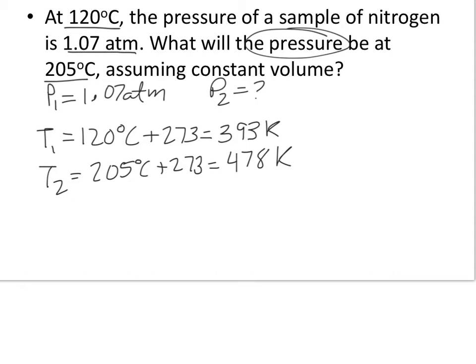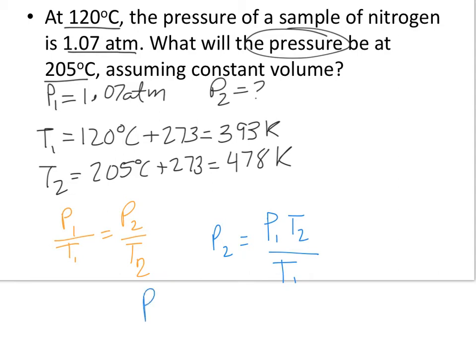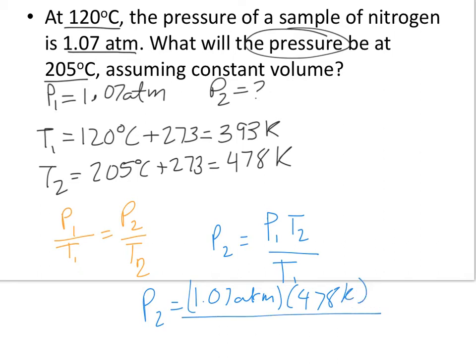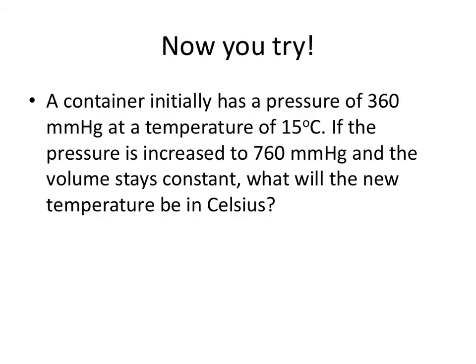So the equation that we're using is P1 over T1 equals P2 over T2. We're looking for P2, so we're going to multiply T2 to the other side. So we're going to get P2 is equal to P1 times T2 over T1. We're going to plug in our values. So 1.07 atmospheres times 478 Kelvin divided by 393 Kelvin, and you should get the new pressure to be 1.30 atmospheres. All right, so let's have you give this a try now.